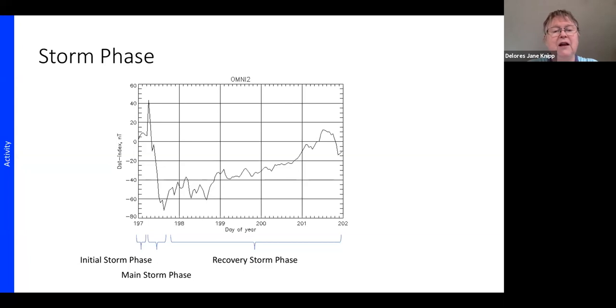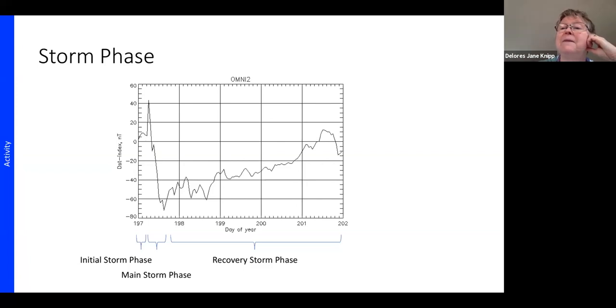But this is the DST index from the jigsaw puzzle storm. And our initial phase is right here. But the characteristic of that initial phase is very often that we get an increase rather than a decrease in DST. Feel free to unmute. Who can tell me what they think that increase is associated with?